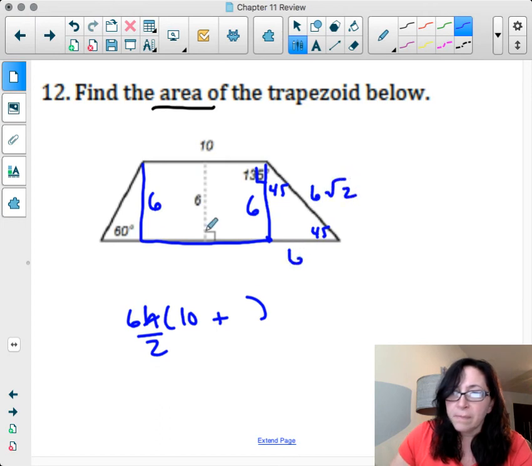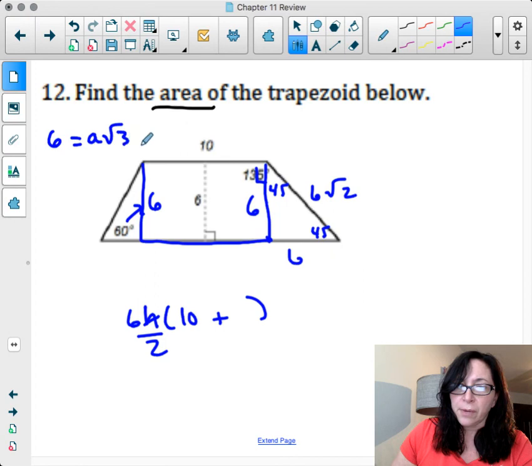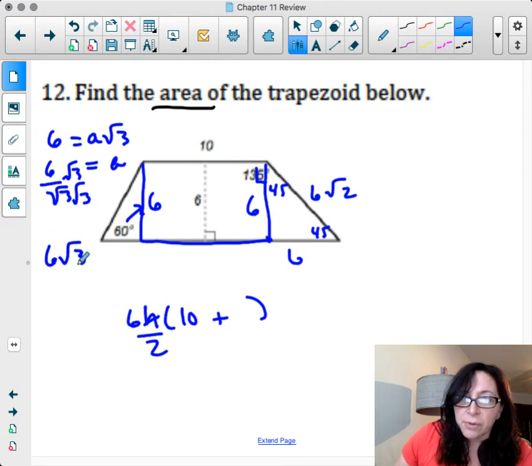6 root 2. And if that's 6, that's opposite the 60. I can say 6 is equal to a root 3. And then I can divide by root 3. And so that makes 6 divided by root 3. But you're not going to leave a root on the denominator. So you're going to multiply by root 3 over root 3. So you have 6 root 3 over 3, which becomes 2 root 3.